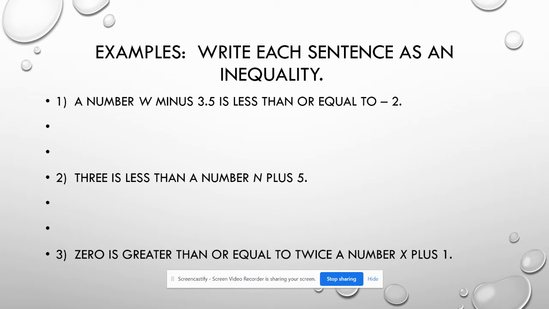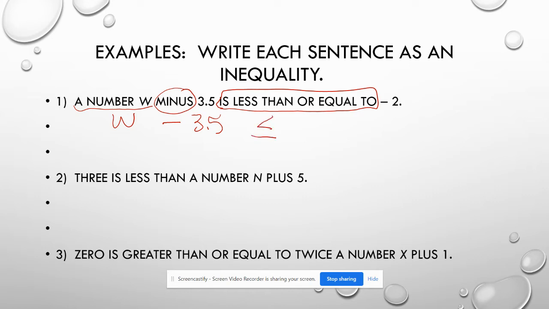A number w minus 3.5 is less than or equal to. So if we look up at the chart we just made, "is less than or equal to" has this inequality symbol, and then -2. And so we wrote it as a sentence.